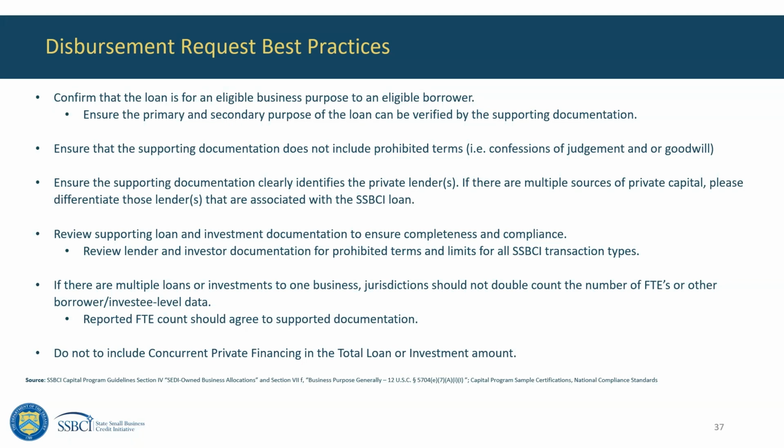Also, ensure that supporting documentation does not include prohibited terms, like, for example, goodwill or confessions of judgment, which we talked about earlier under the minimum protection standards. Ensure that supporting documentation clearly identifies the private lenders. That is, if there are multiple sources of private capital, please differentiate those lenders that are associated with the SSBCI loan.